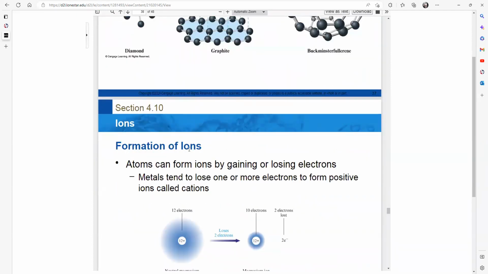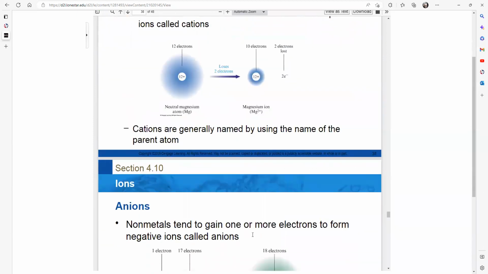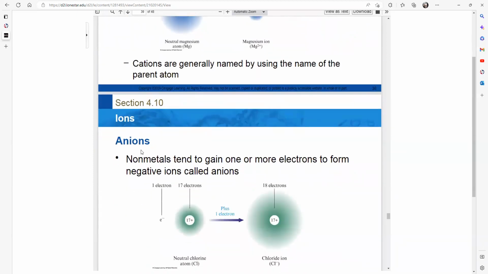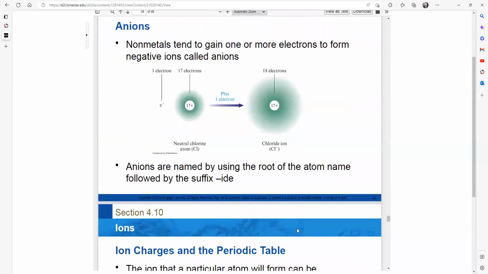Ions are made when the atom loses electrons to make a cation, or when they gain electrons, in the case of the anions, to make an anion. That is an atom that has an extra negative charge.